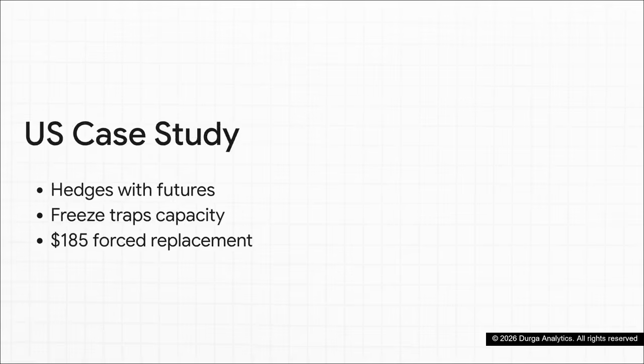Next up is our US case study. Now, this one is a constructed teaching composite based on public FERC findings from the brutal February 2021 cold weather event. A merchant marketer hedged flat price perfectly with Henry Hub futures and held firm pipeline capacity. But here's the flaw. Firm capacity is a right to move gas, not a right to have gas. When freeze-offs occurred, that capacity was completely useless.